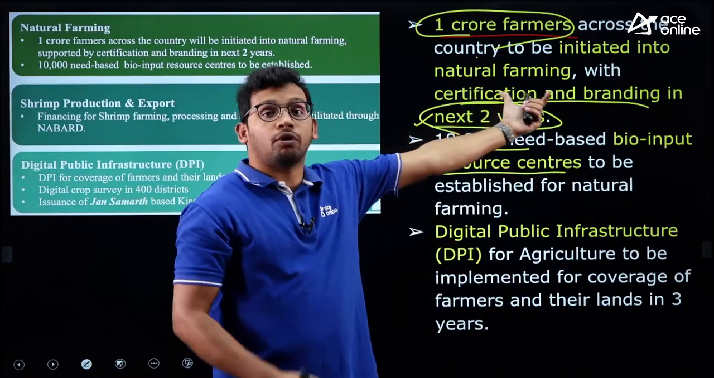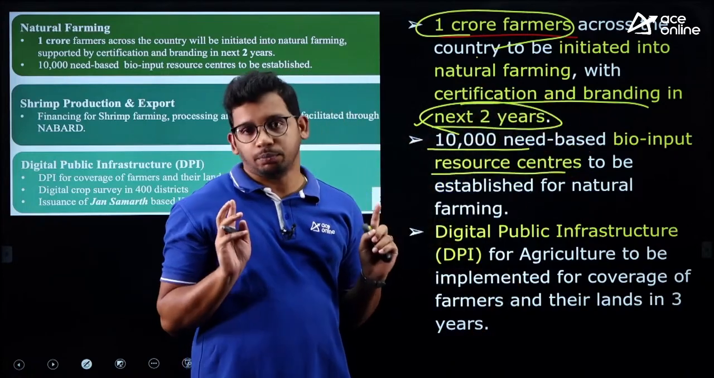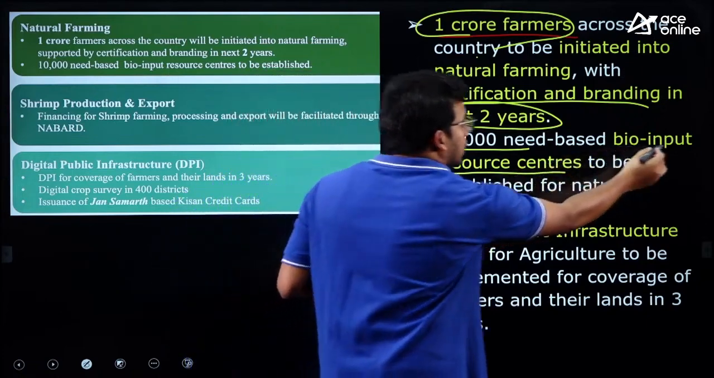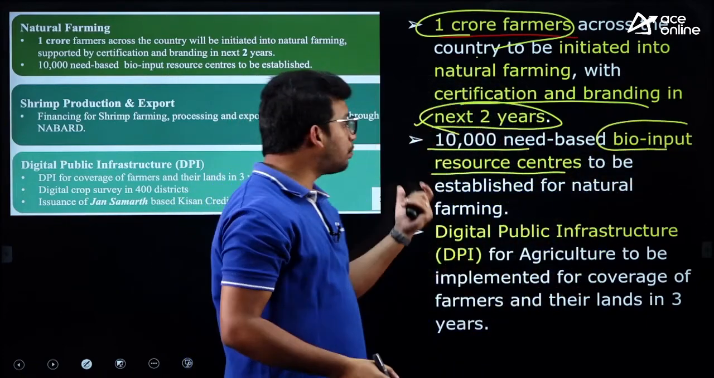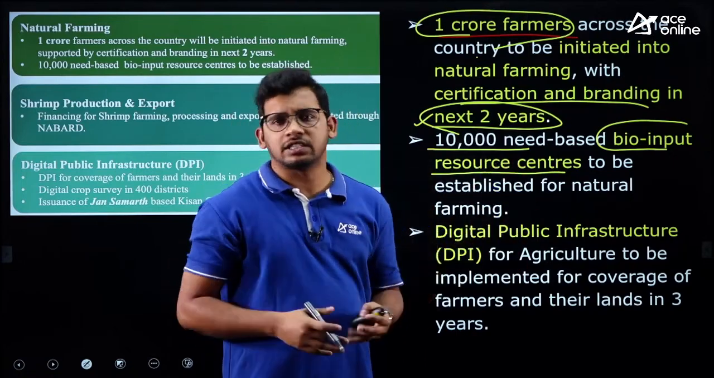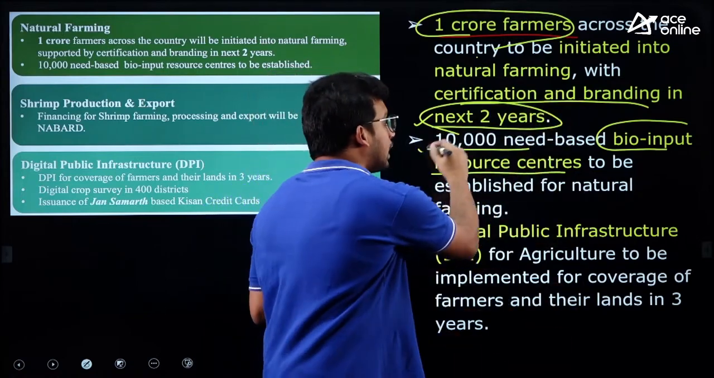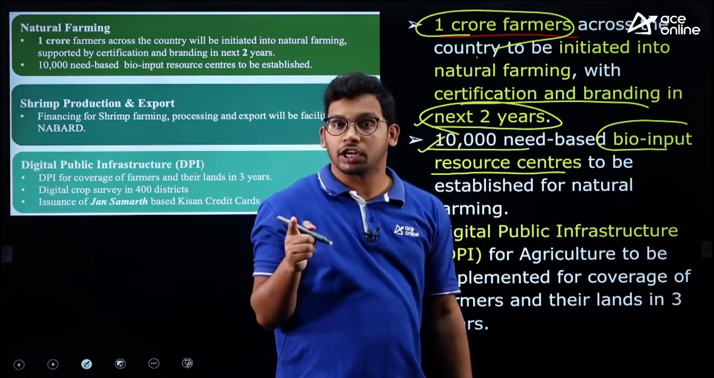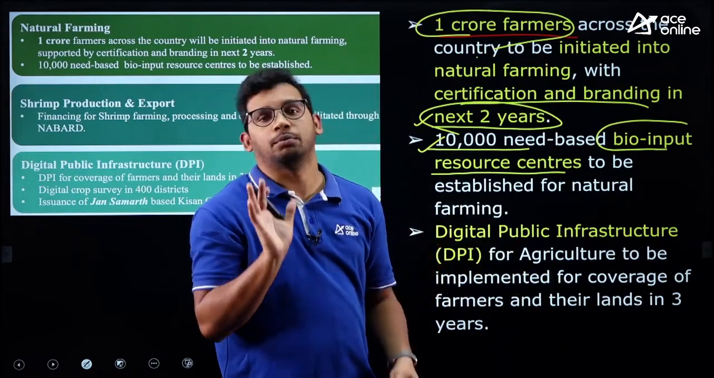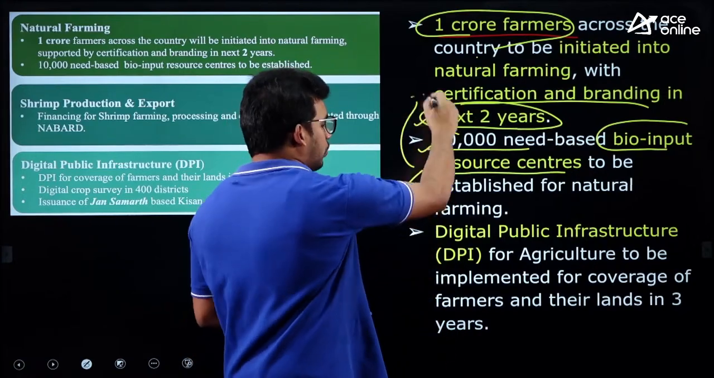We have seen that government wants to promote natural farming, but for that purpose they need to have natural inputs without any synthetic or artificial fertilizers. For that purpose they are going to initiate bio input resource centers. These are like small labs or nurseries where they can get natural inputs, natural fertilizers and all. So 10,000 centers across India they are going to develop. Farmers can reach out to those centers and they can get the organic inputs, right. So this is the second, connected to this point only.